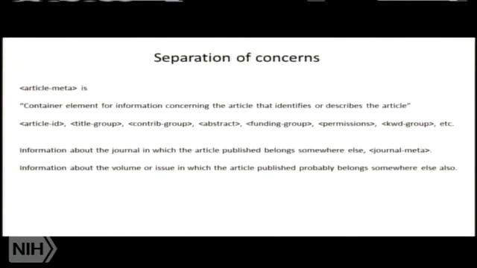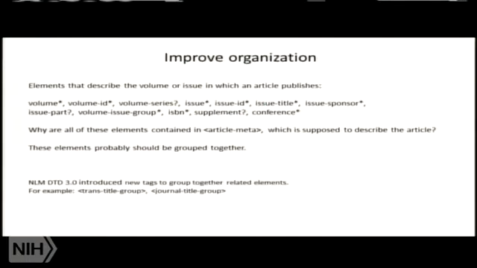Another reason for asking for a new element for issue metadata is separation of concerns. Article meta is defined as an element to contain information about the article. Information about the issue belongs somewhere else. It belongs in journal meta. Information about the issue probably should be somewhere else too. And I believe this would actually help organization. If you're looking at the schema for the first time, having all this information about volume and issue in which the article publishes seems a bit awkward in issue meta or in article meta.